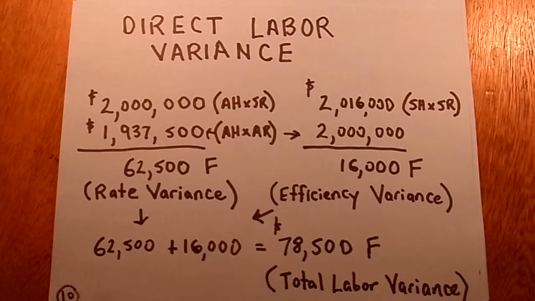So first we have a rate variance. And in the rate variance, we're comparing the actual hours times standard rate to the actual hours at actual rate. And we've got 2 million minus 1,937,500. And this brings us to a rate variance of 62,500, favorable.